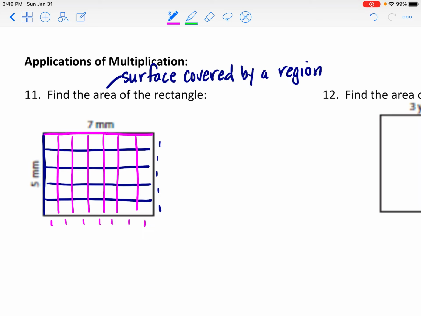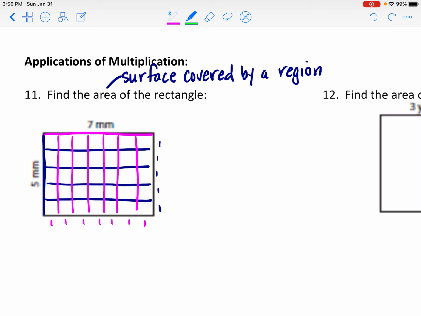So what the area problem is asking is, how many square millimeters are there covered in this total area? So if we had 7 by 5, I can see this is repeated addition. I can say there's 7 columns of 5, or I could say there's 5 columns of 7. So again, 1, 2, 3, 4, 5, 6, 7 columns of 5. Or if I went the other way, it's 1, 2, 3, 4, 5 columns of 7.